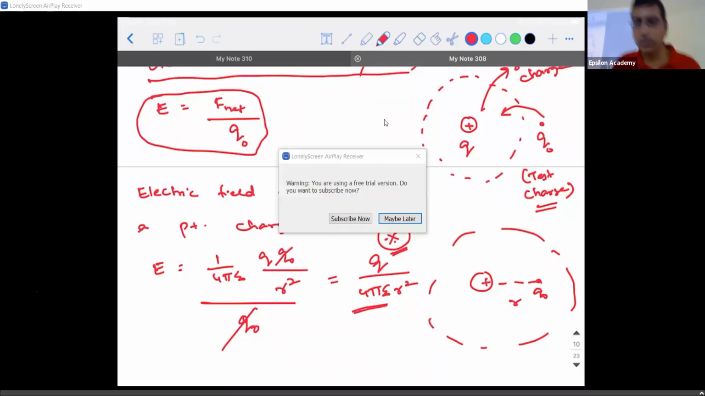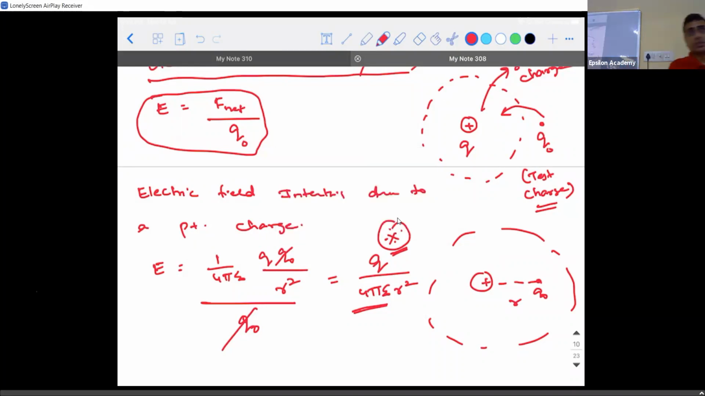So with this, I will stop. Next class, we will continue with the derivations of certain parts. I'll tell you how electric field lines work and how to calculate electric field due to different systems.